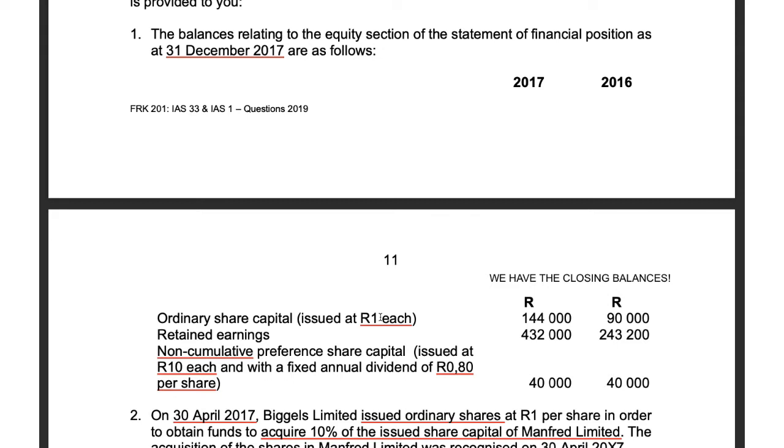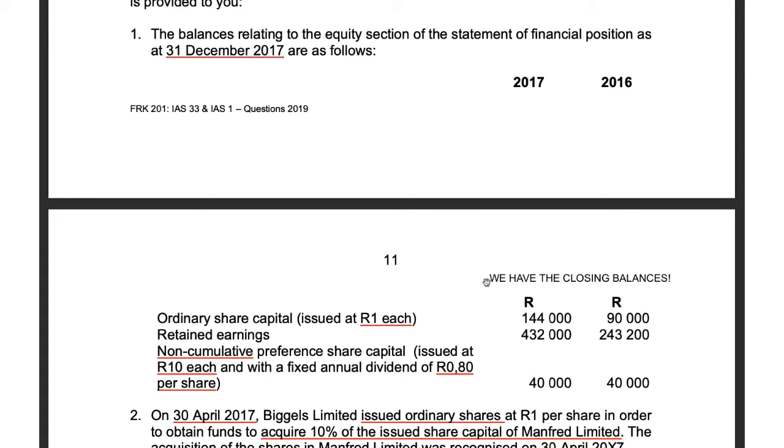Right, the first thing that should have grabbed your attention is the fact that we have the ordinary share capital balances as at the 31st of December 2017. That's the end of the financial year. So we know that at the end of the 2017 financial year, we have 144,000 shares in issue. We know at the beginning of the year, we would have had 90,000 shares in issue because the closing balance of ordinary share capital in 2016 is the opening balance in 2017. Now we need to go and account for the difference, the 54,000 shares, and we need to go and figure out, well, what is the WANZO that we need to use in the calculation of earnings per share?